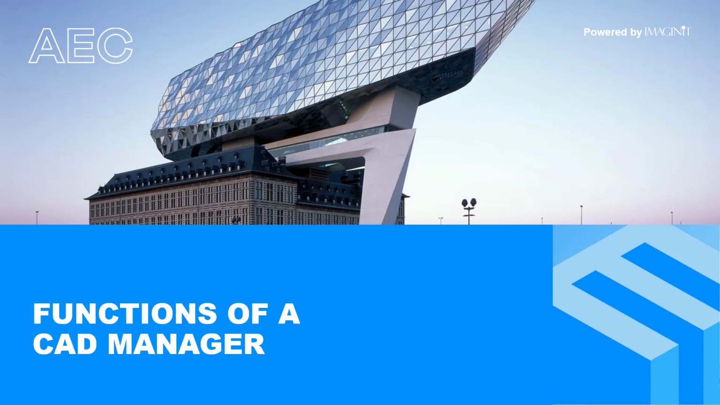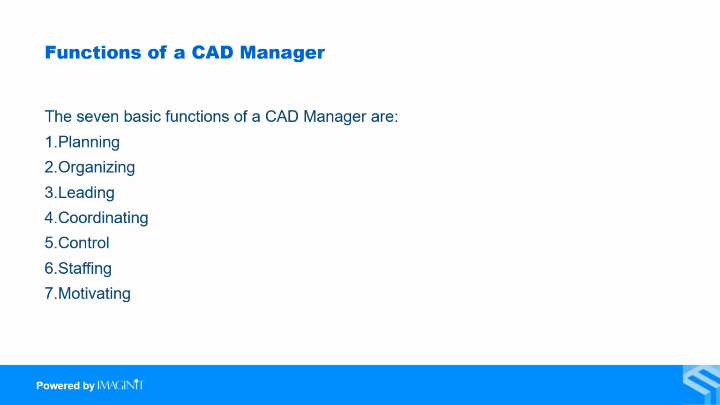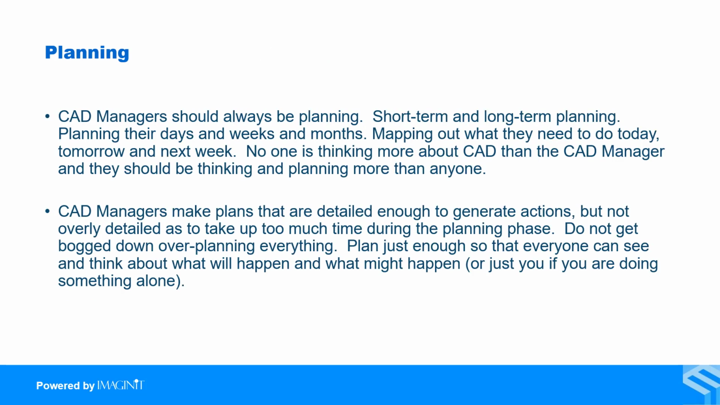So now we're going to talk about the functions of a CAD manager. There are 7 basic functions of a CAD manager, and those are planning, organizing, leading, coordinating, control, staffing, and motivating. So planning. CAD managers should always be planning. You need to have short-term and long-term plans. You plan your days, your weeks, your months. You map out what you need to do today, tomorrow, and next week.